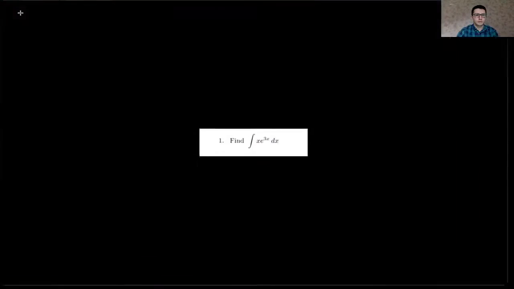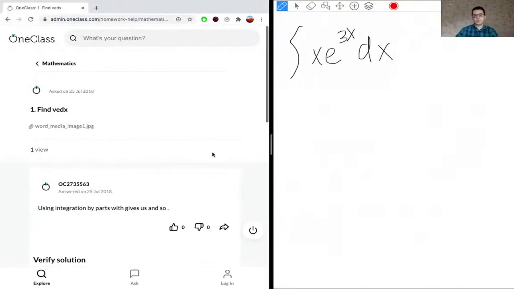So we're given an integral. So we have to evaluate the integral for this function. So I'll write that down here so we can evaluate. So I just wrote down the same integral that was in the question. So x times e to the 3x dx. So this is an integral that should be evaluated by integration by parts.